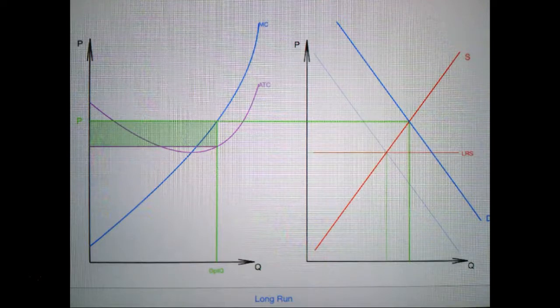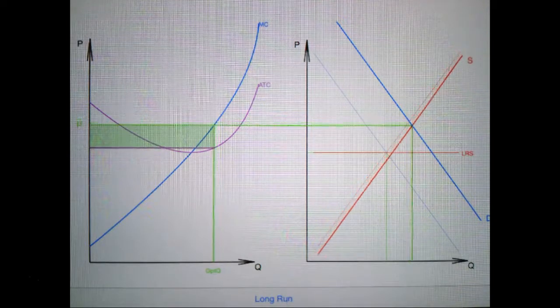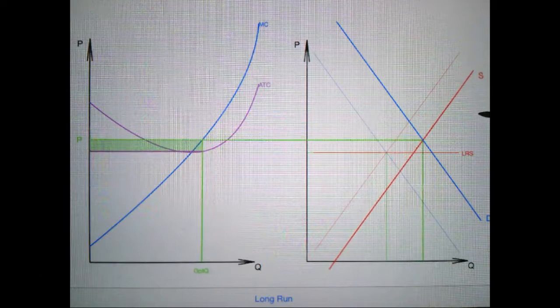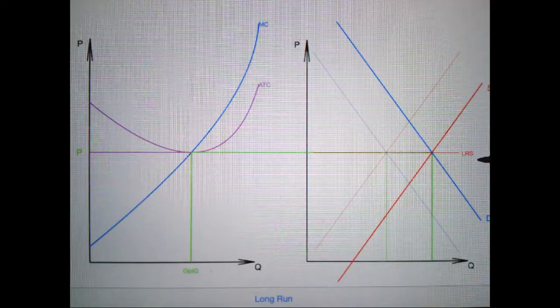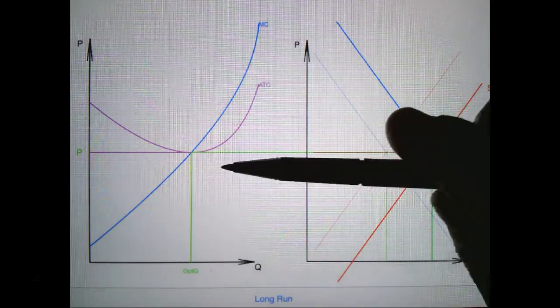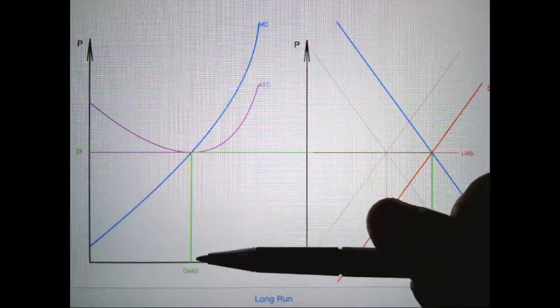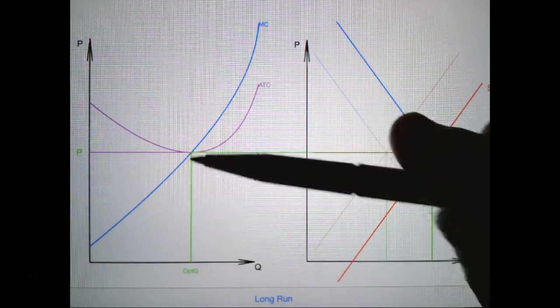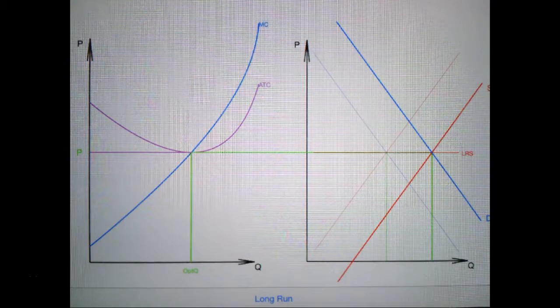And when that happens, we'll begin to see firms enter into the industry. And so the supply curve will begin shifting right, moving down along the demand curve until we get to a point at which price, which is our marginal revenue, is equal to average total cost at our optimal output. And so at this point here, there's no more profit. And so in the long run, this is where every industry will be. They'll have a zero profit, which is normal profit, and entry and exit will cease.